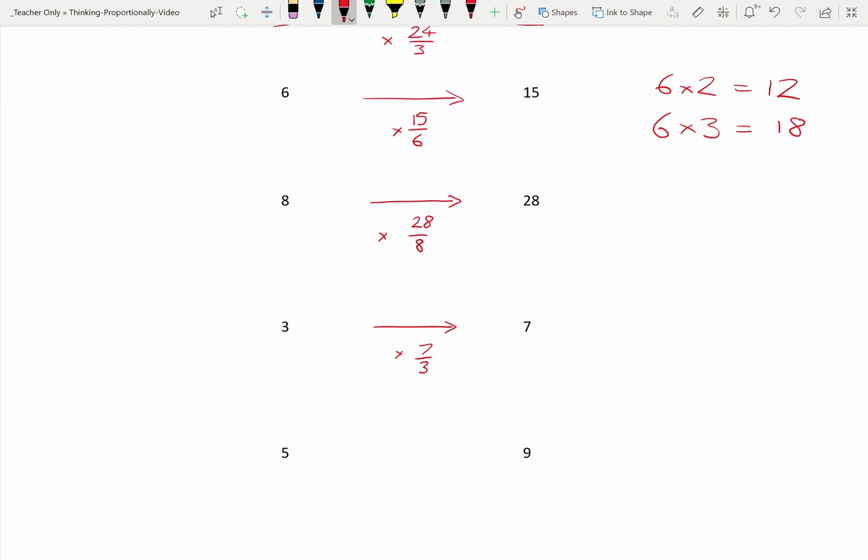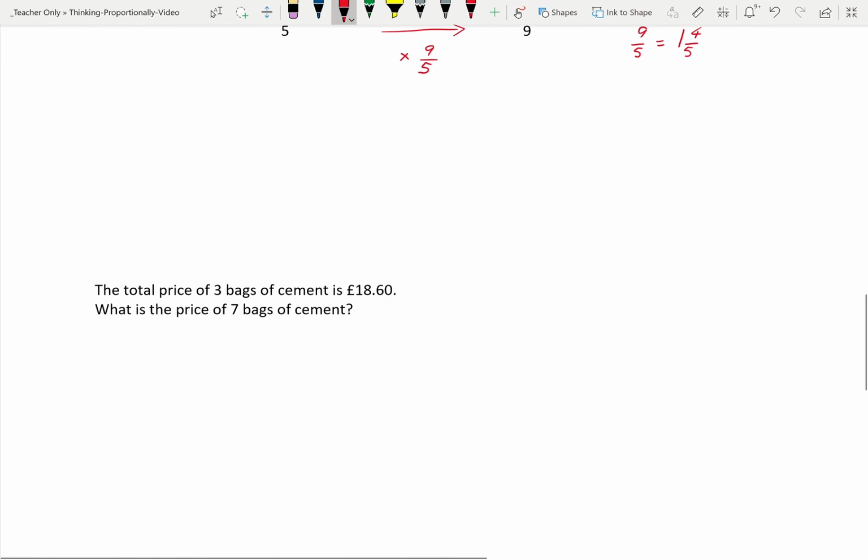How do I get from 5 to 9? I multiply by 9 over 5. 9 over 5 is the same as 1 4/5. So it's not quite 2. I'm not quite multiplying 5 by 2. I'm multiplying it by a number slightly less than 2 to get to 9.